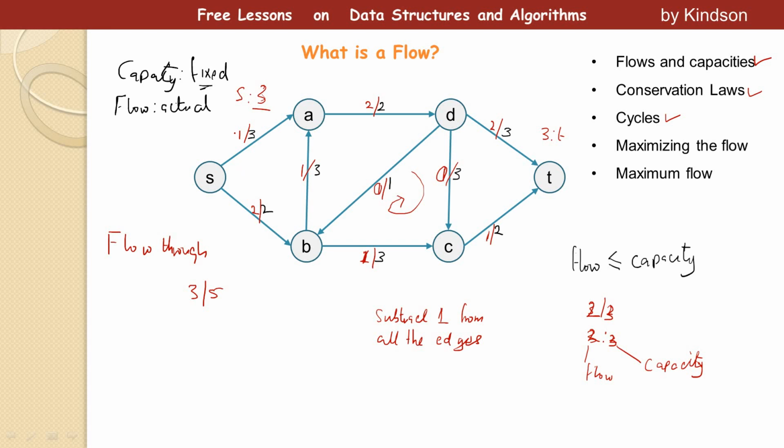So let's say we increase this to 2. Now we are trying to maximize the flow. If we increase this to 2, let's see if some laws have been violated. We have 2 plus 1 going into this place, which is 3, and 2 coming out. So that means we have a problem. So we can actually change this to what? To 0. If we change it to 0, what happens? We have 2 going in, 2 going out.